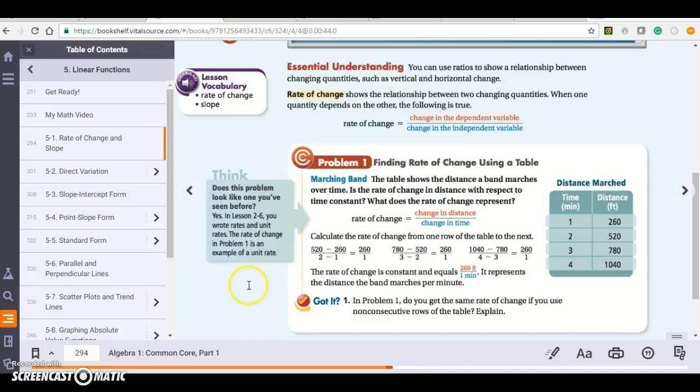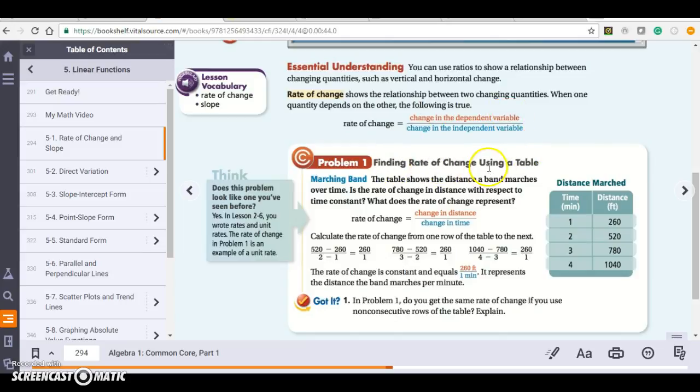Okay, let's take a look at problem 1. First, let's look at the definition. Rate of change shows the relationship between changing quantities. When one quantity depends on the other, the following is true. The rate of change is the change in the dependent variable divided by the change in the independent variable. So, another way of thinking about this is the change in y over the change in x.